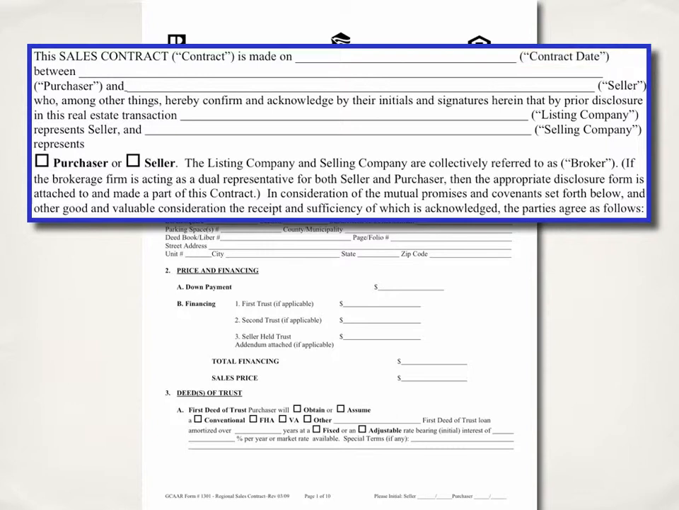The next couple of blanks in the header paragraph deal with identification of the parties. The first party to deal with in the first blank line there is who is the purchaser. The name that goes in this blank, or the names that go in this blank, are all of the people who intend to be on title to the property. All of the people are obligated to complete this purchase transaction. Those people are required to sign on the last page of the sales contract.